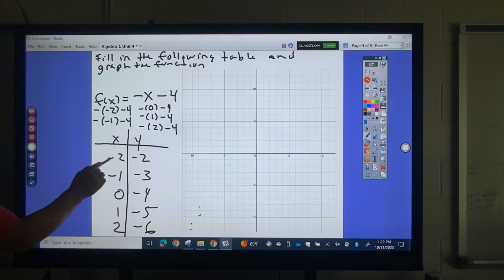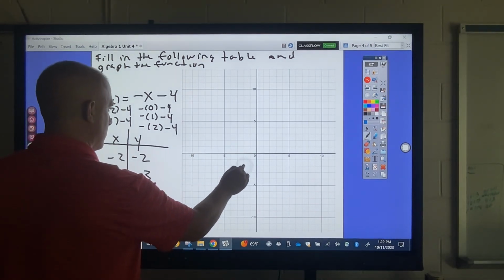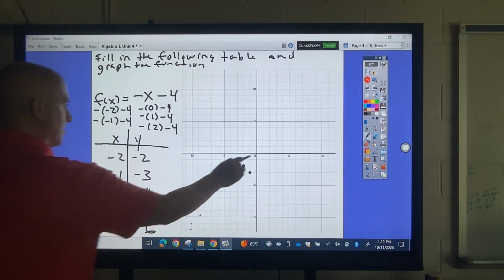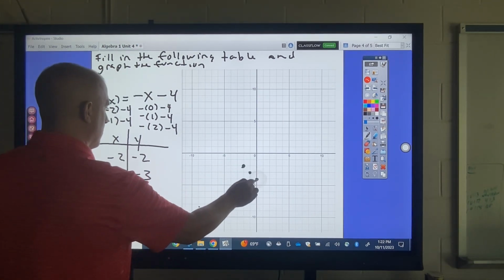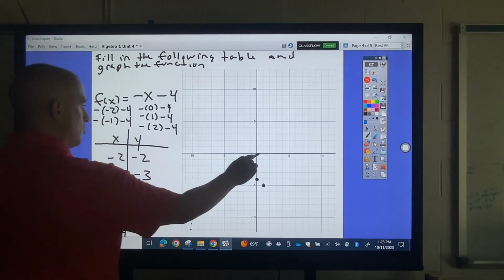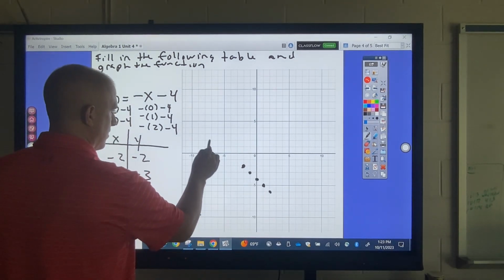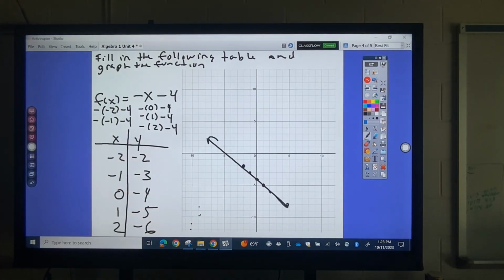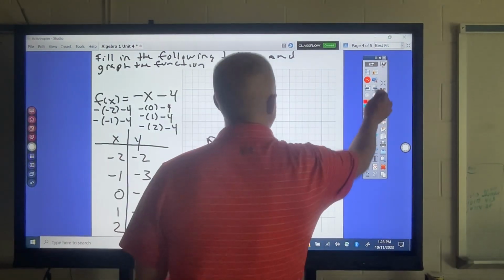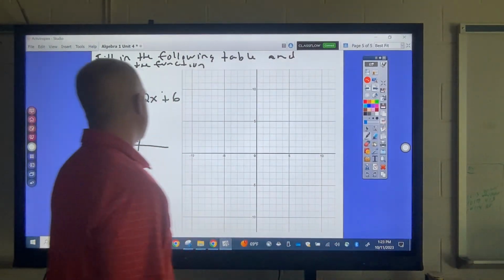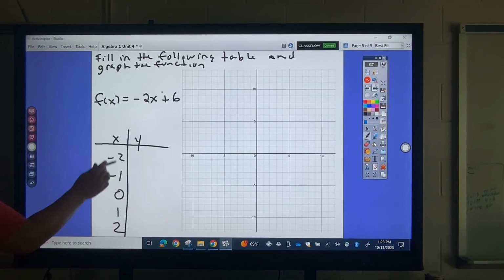Okay, so what does this mean? Left 2, down 2. Left 1, down 3. 0, don't go anywhere, down 4. 1 right, 5 down. 2 right, negative 6 down. Okay, and that's my point. Okay, let's do one more. Okay, so what am I going to do with this?